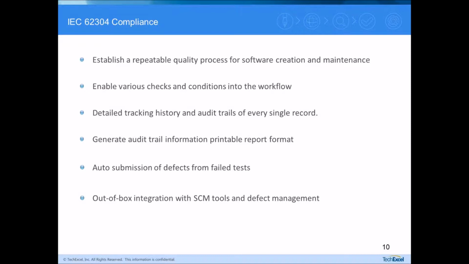As I mentioned earlier, for any change in the product, we have a detailed tracking history and audit trail of a single record, with the timestamp information. It not only shows the timestamp and the user, but it also shows what the previous value was and what the new value is. So what was changed and from what. And again, the audit trails are available in an exportable report format, and these reports can further be printed out for physical records.